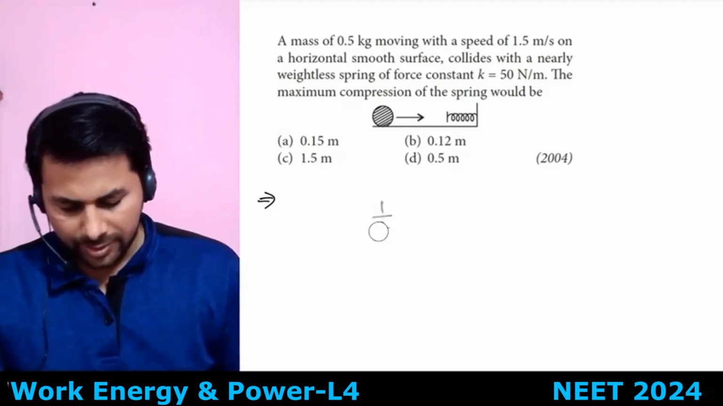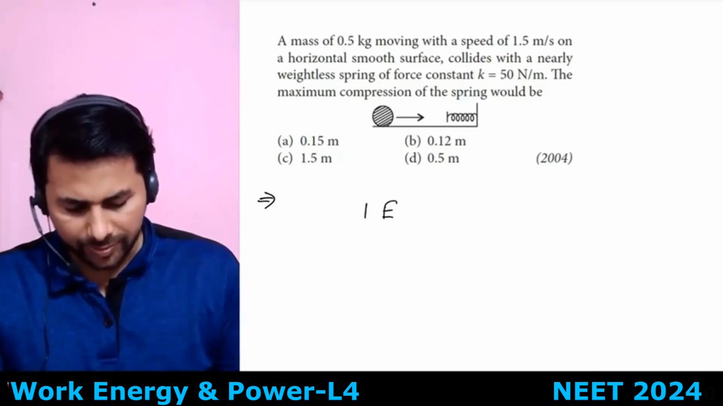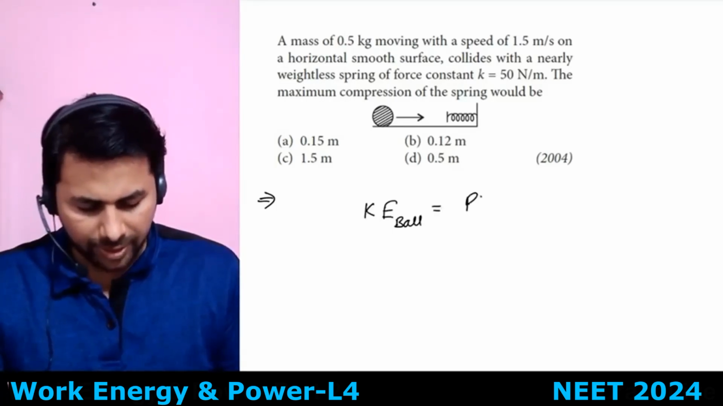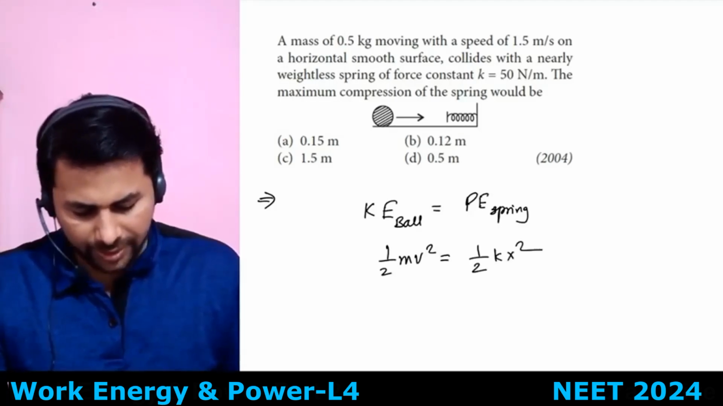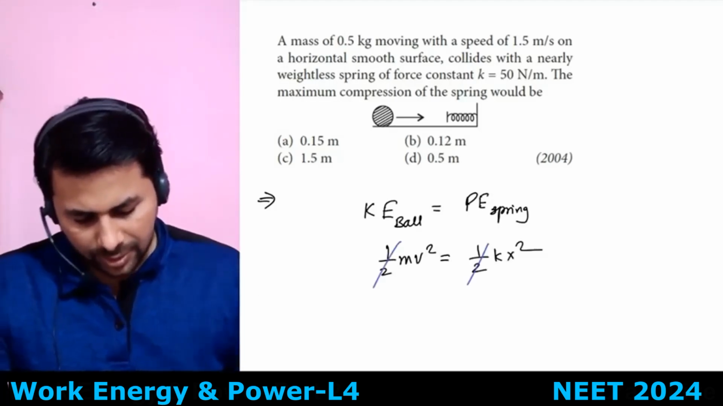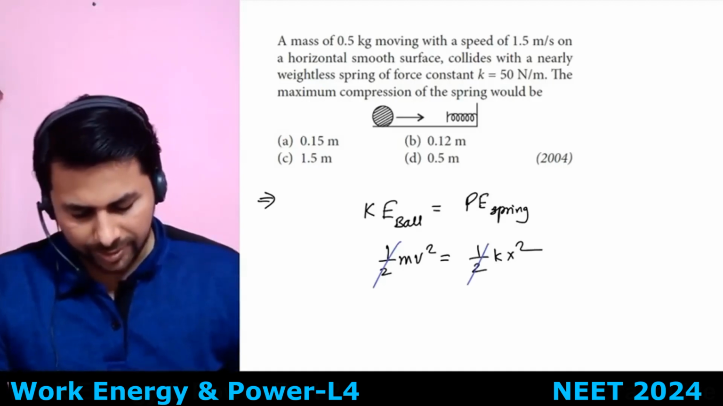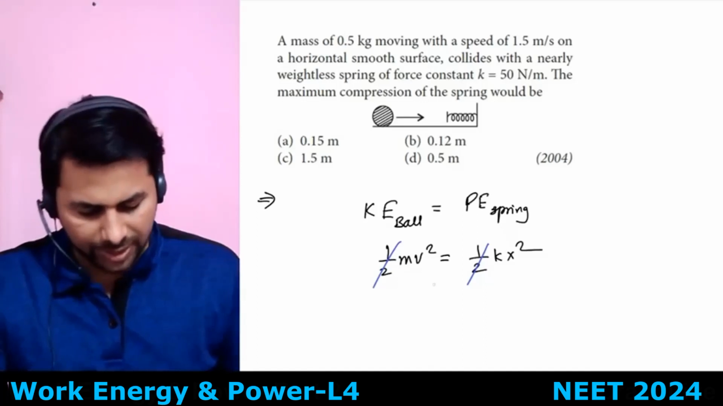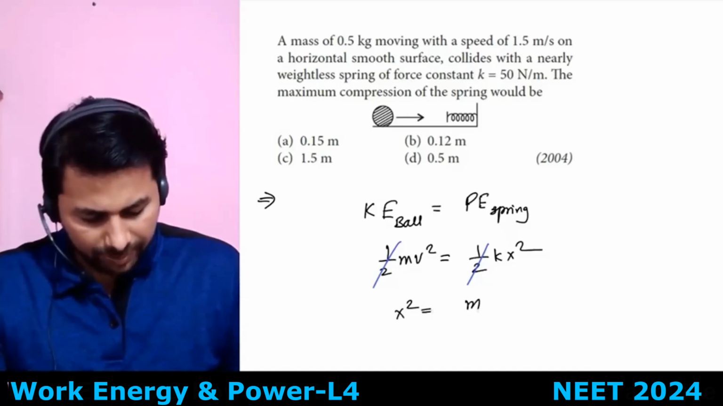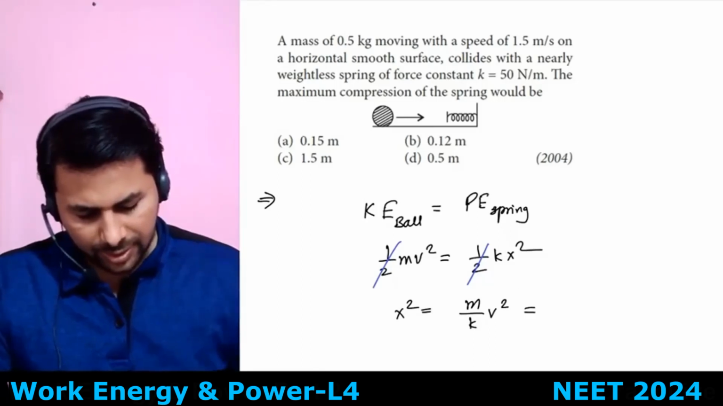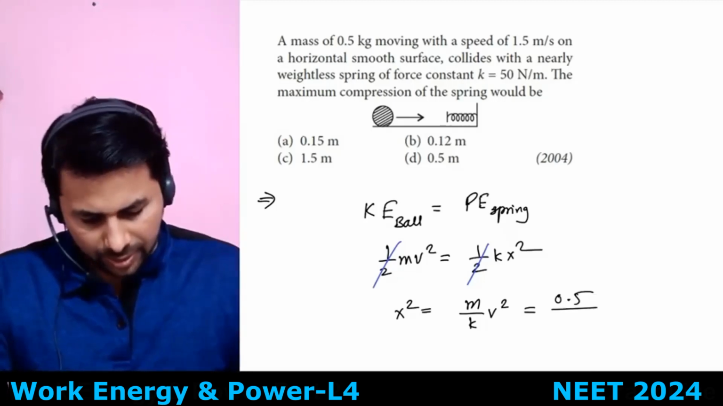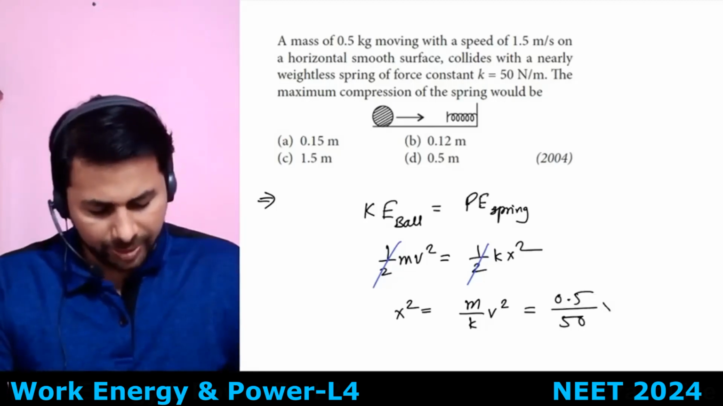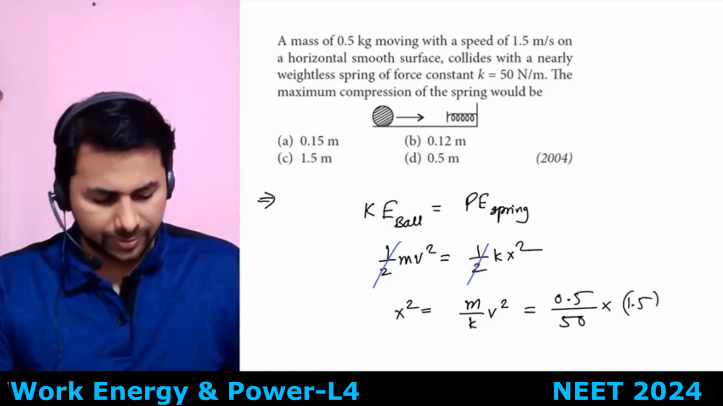Okay. So kinetic energy of ball equals potential energy of spring. Half of m into v square equals half of k into x square. Half gets cancelled, and we have the maximum compression x square equals mv square upon k, m by k v square, and therefore m is how much? 0.5 divided by 50 multiplied by 1.5 square.